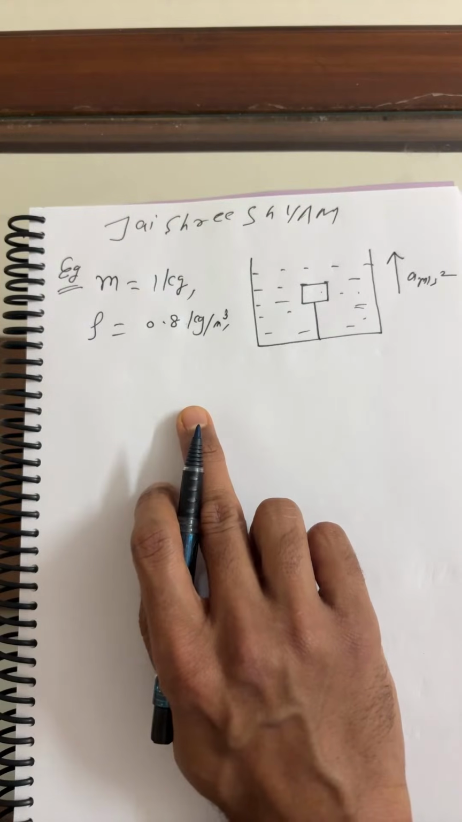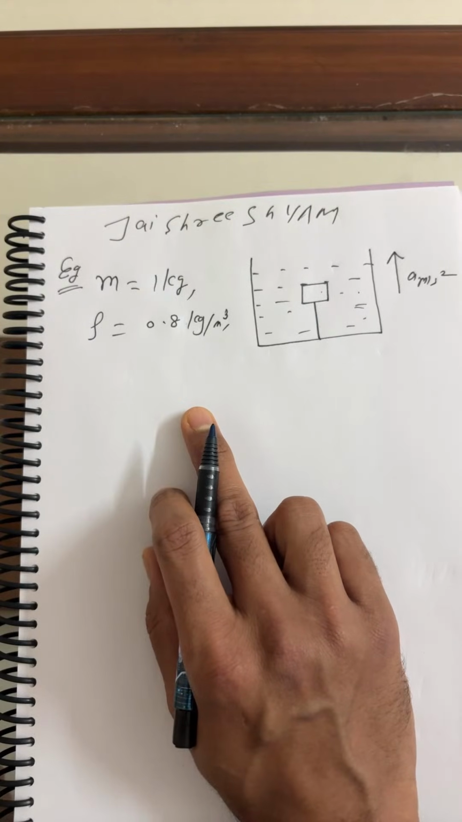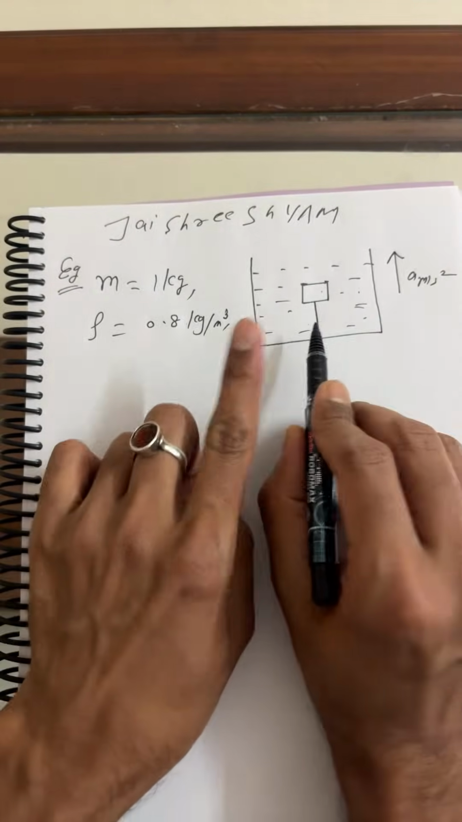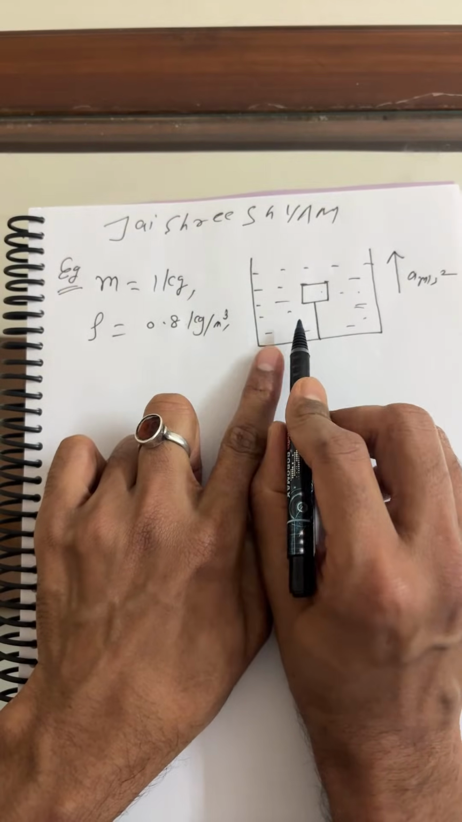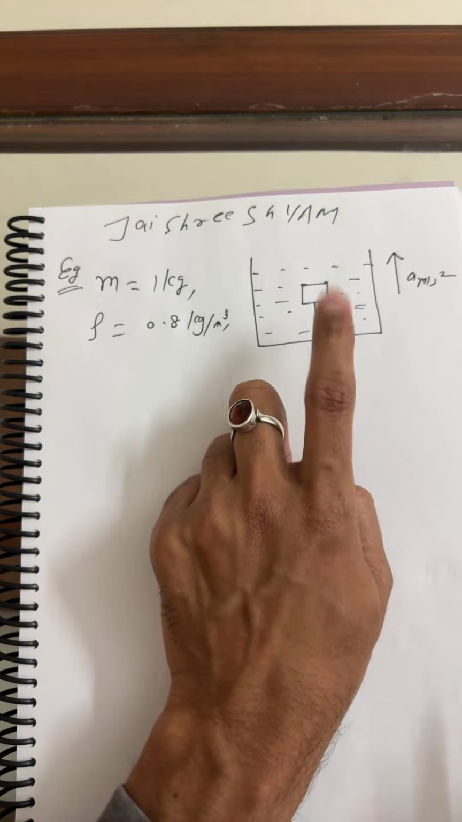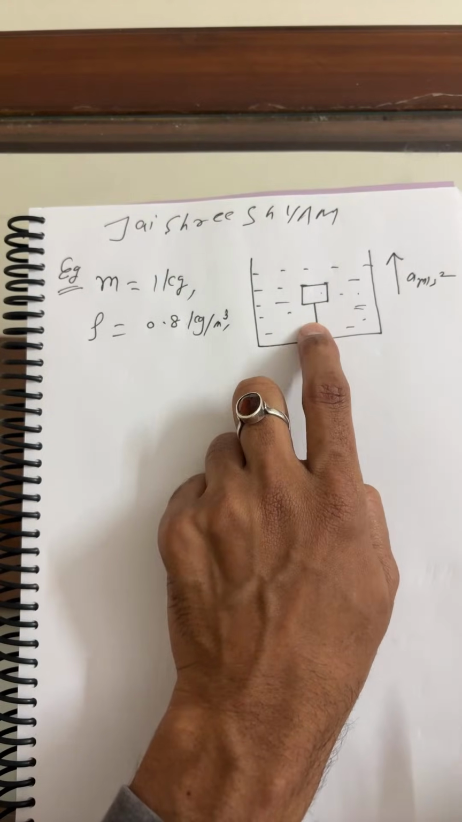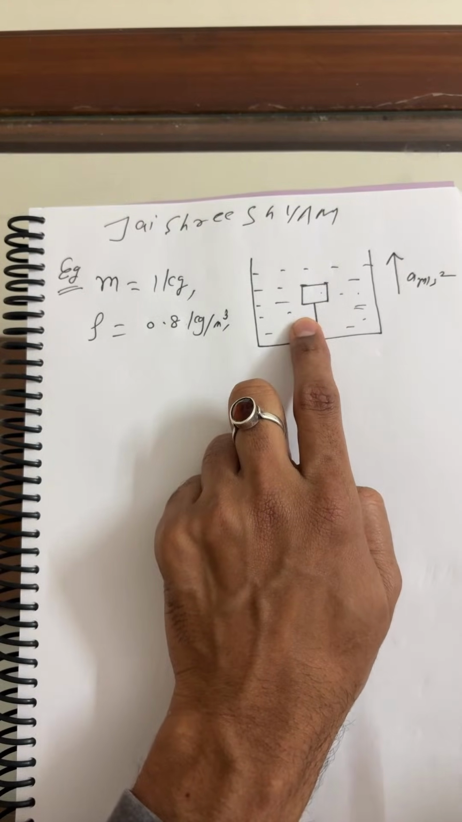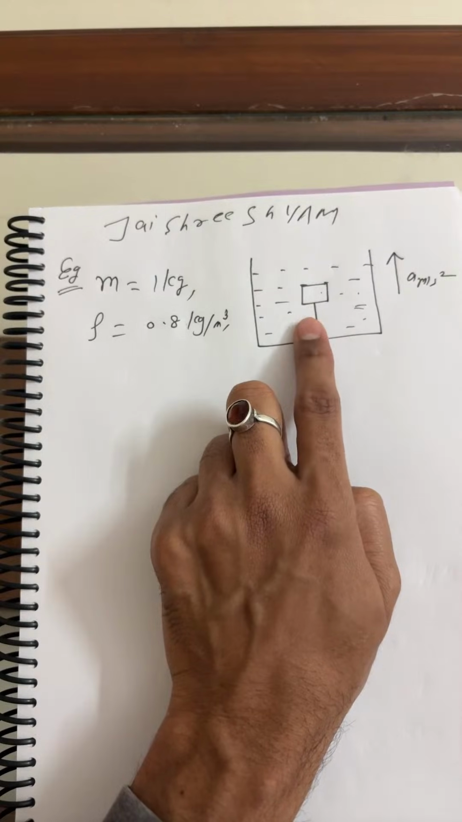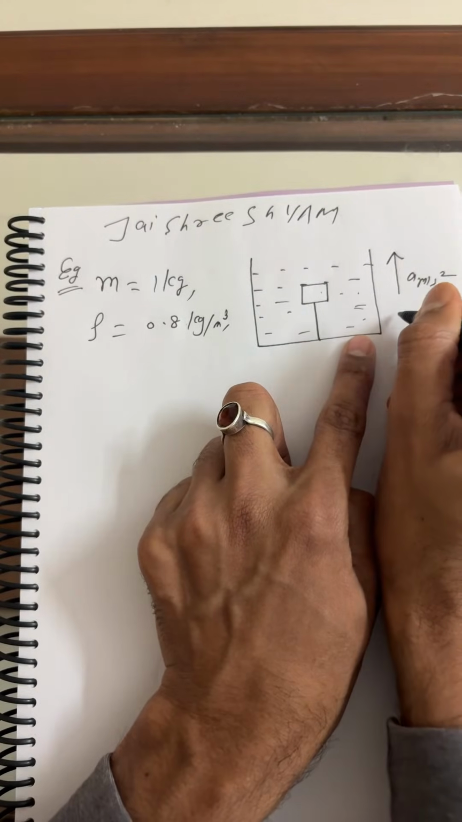Okay, sir, what to find? For this question, the body is held stationary with the help of a string. This is a container. Inside the container, there is a block. This block is held stationary due to this string, as shown in the figure. The tank's acceleration we have to find.